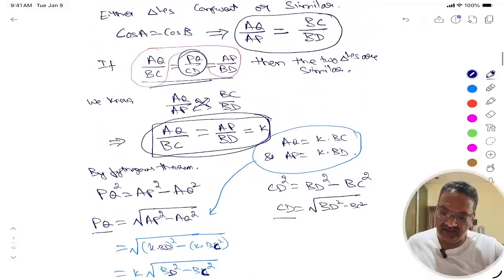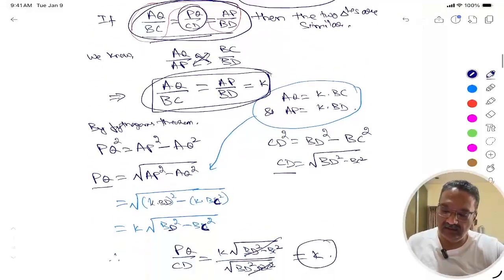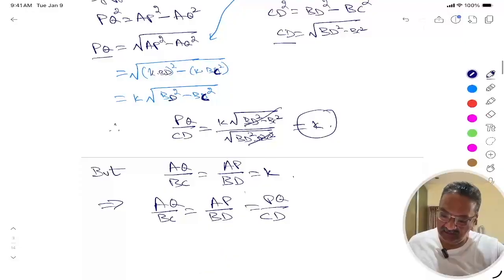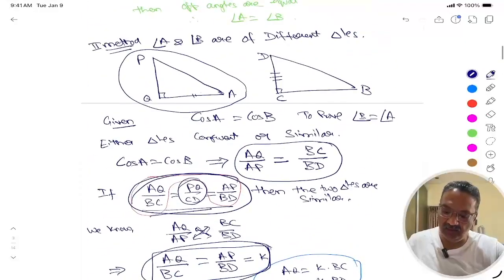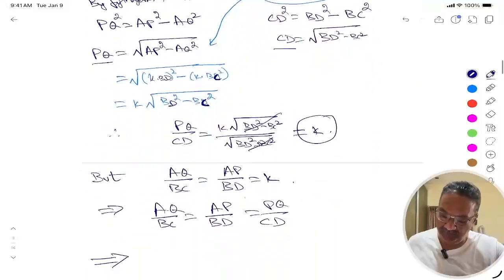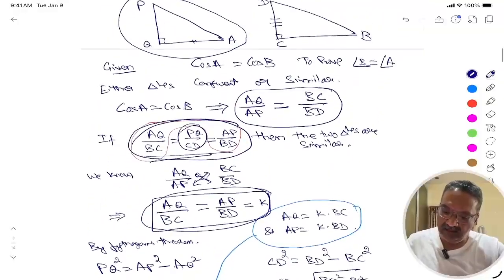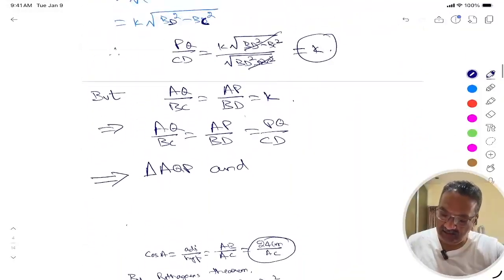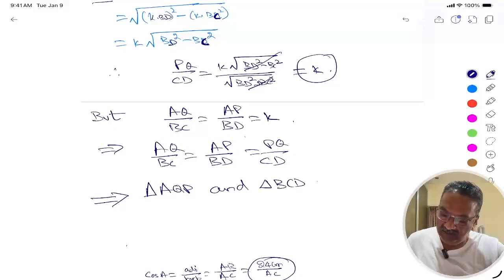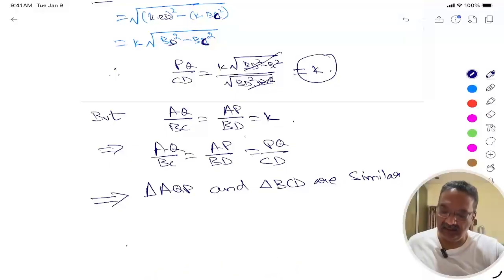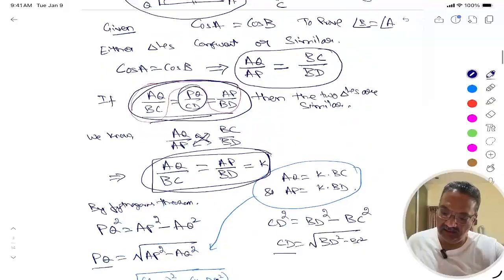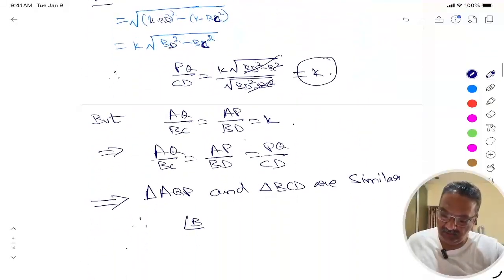So we got what we needed. So this implies these two triangles, triangle AQP and triangle BCD are similar. So if two triangles are similar, therefore we've got angle B is equal to angle A.